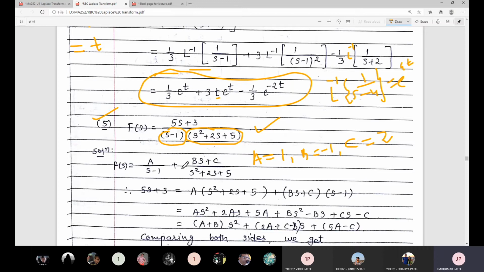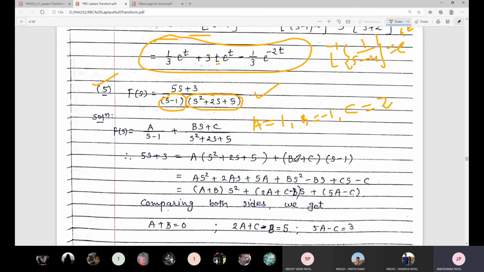If you compare both sides, then the numerator will be 5s plus 3 on the left hand side, and here A(s square plus 2s plus 5) plus (Bs plus C)(s minus 1). If you solve it, we get As square plus 2As plus 5A plus Bs square minus Bs plus Cs minus C. Now taking common s square, we have (A plus B) s square, (2A minus B plus C) s, and the constant will be 5A minus C.